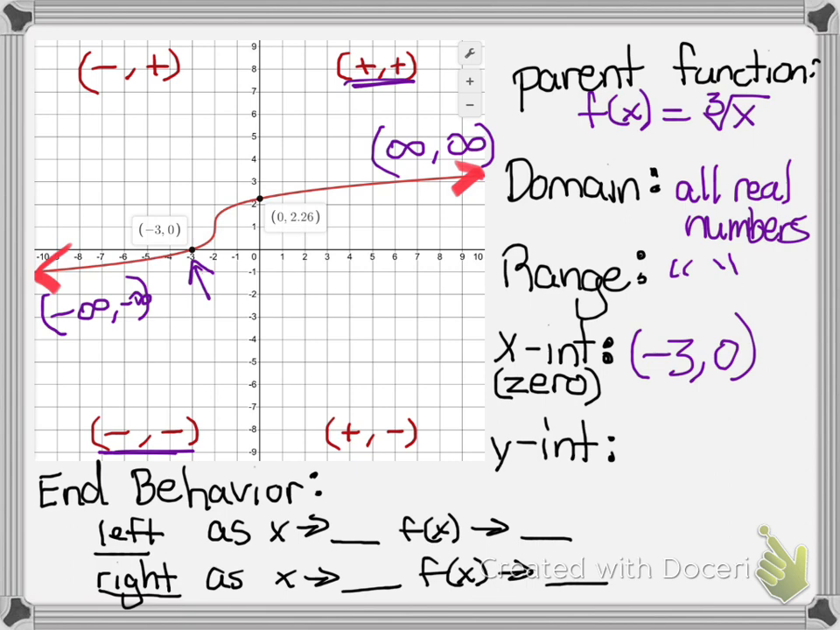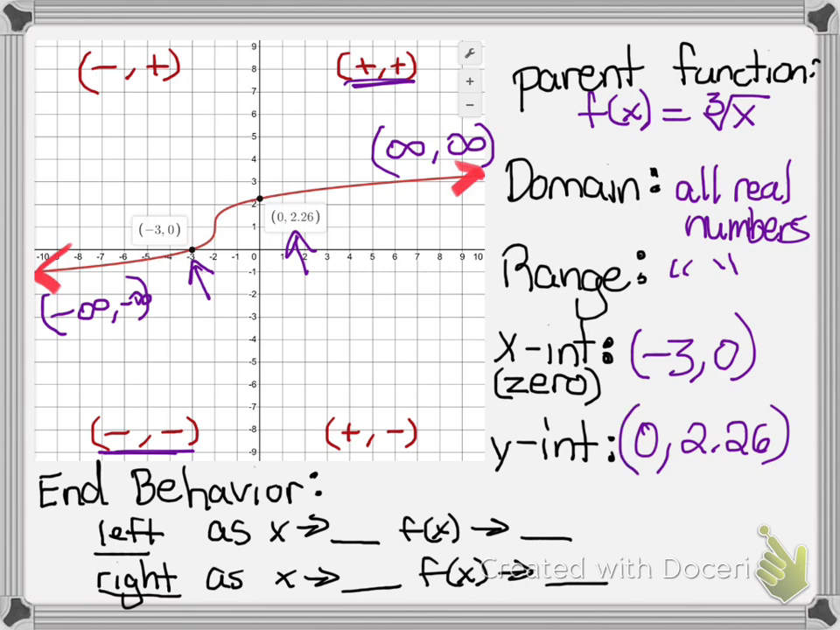Your y-intercept, I'm going to look on my y-axis. Now, I clicked on it when I was on Desmos. So if you are given a function, make sure you type it in Desmos and click on the dot where it lands on the y-axis. So my y-intercept is going to be 0, 2.26.